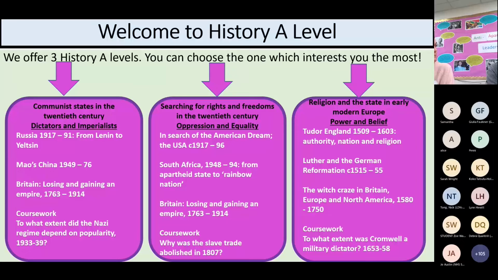If you're thinking about doing law at university, history is probably the number one subject to do because you're looking at evidence and you're sort of selecting information. That's what lawyers have to do ultimately.